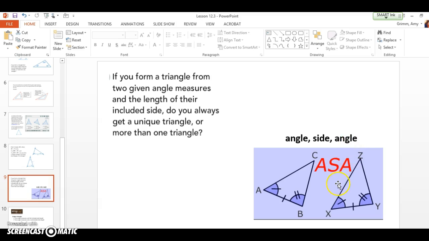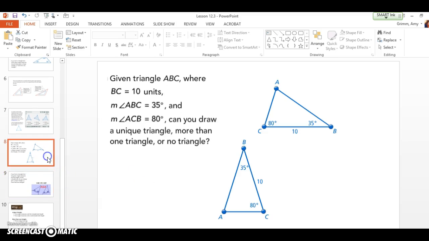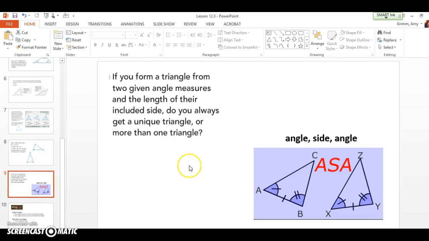This is the last one we're going to talk about. Which means if you have, here's your 2 angles, right here and right here. Here is the included side. If that happens, they're always going to be the same. They're always going to be unique if you have that situation. Okay? All right. So here's the only part of this that's a little tricky.